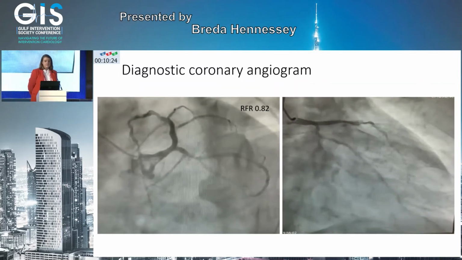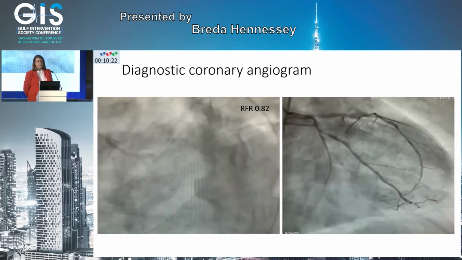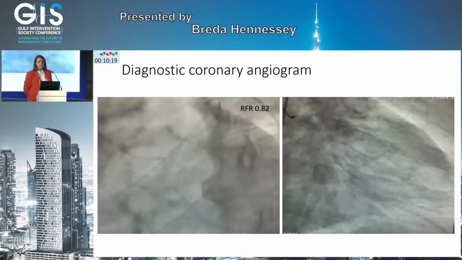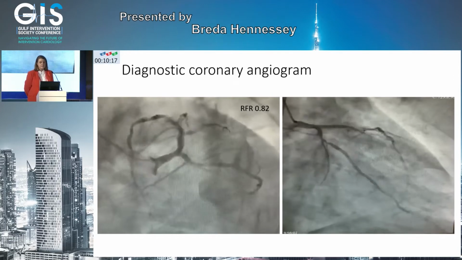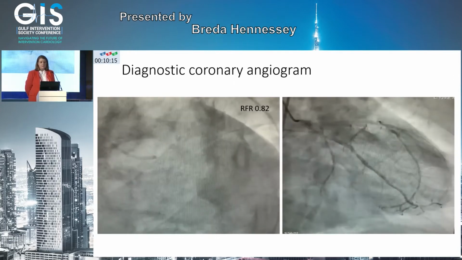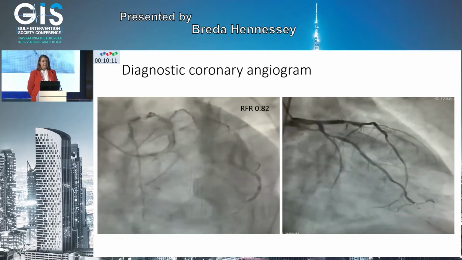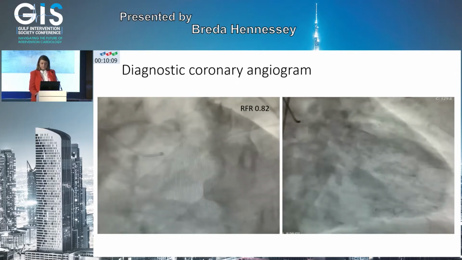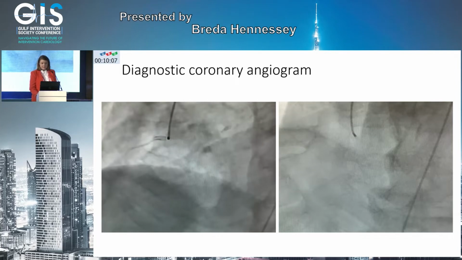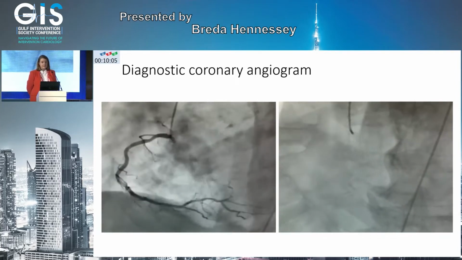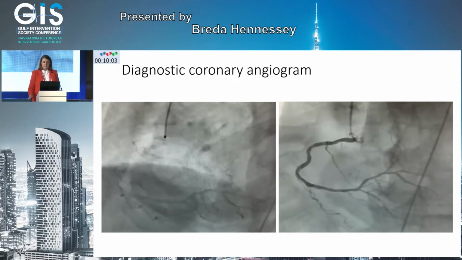And on the caudal shots in the proximal circumflex extending into the OM, we have another lesion, which again is a little ambiguous as to the severity. Overall, we felt that it was likely severe. We did perform physiology, and again, this was found to be positive. His right coronary artery was unremarkable, just a mild disease.